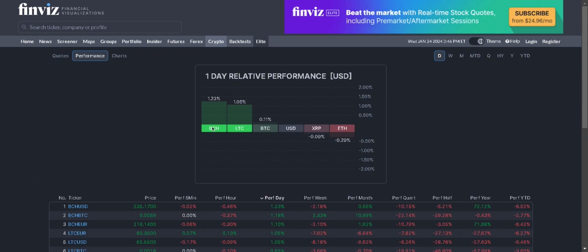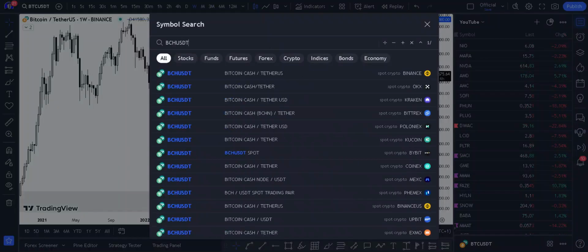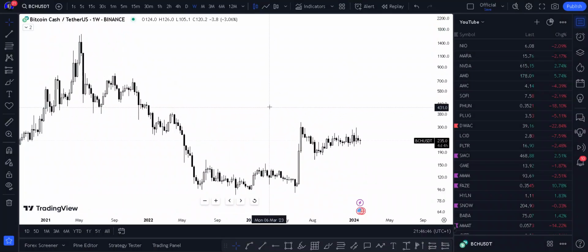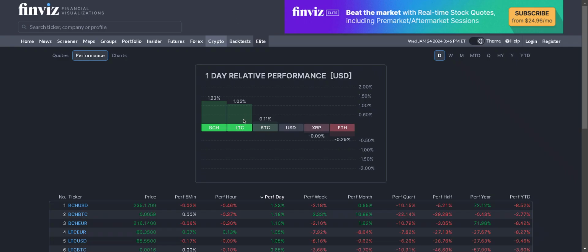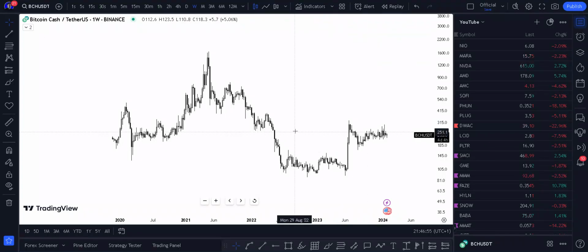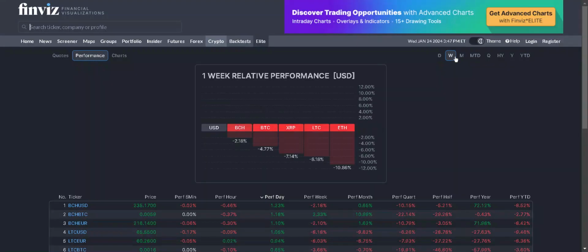You see, we have this is with the US dollar. Okay, so we have BCH with USD. So we might as well go ahead and just search BCH USDT. This is Bitcoin Cash, right? And then you can see here it says that it's 1.23% up performance wise. And again, do not forget, this is on the daily chart. Now you can go weekly and you're going to see most of it is actually down.